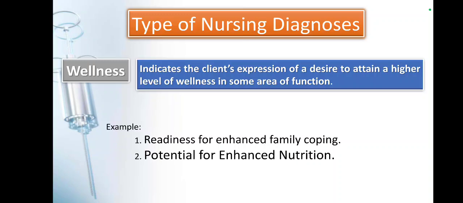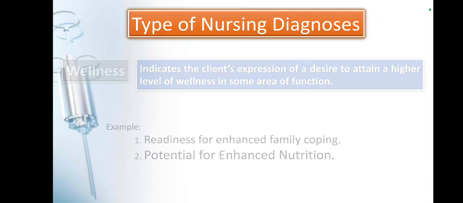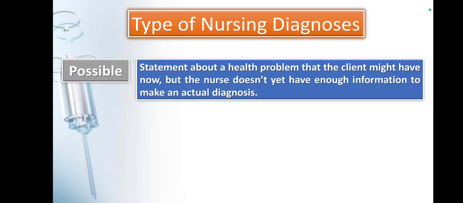Again, this type of nursing diagnosis indicates the client's expression of a desire to attain a higher level of wellness in some area of function. So this includes, for example, readiness for enhanced family coping, or potential for enhanced nutrition. So another type of nursing diagnosis is your possible.